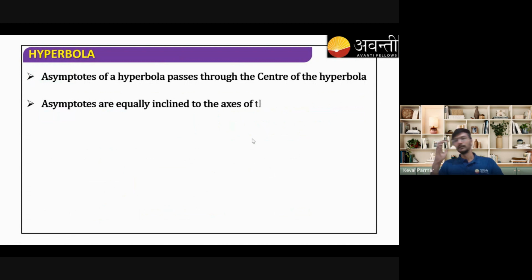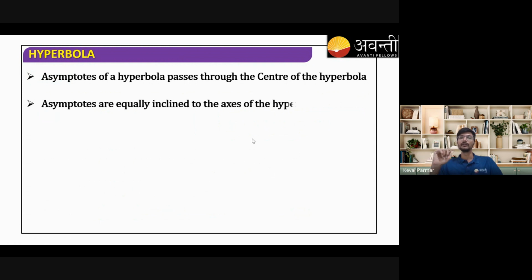Now, let's see some points regarding asymptotes. The first one, asymptotes of hyperbola pass through the center of the hyperbola. Yes, we just now saw for the hyperbola x square upon a square minus y square upon b square equals to 1, the asymptotes pass through the origin, which was the center.